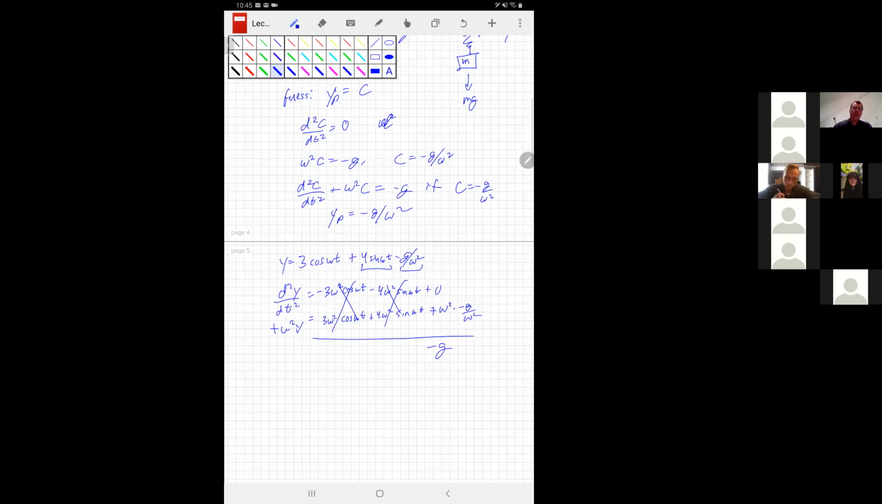But are we done? Is that all there is to solving a differential equation? Because somebody else comes along and says, all right, 3 cosine omega t plus 4 sine omega t minus g over omega squared, yeah, that solves it. But so does 42 cosine of omega t minus 14,605 sine of omega t minus g over omega squared. And I'm not going to write out all of that, mostly because I don't want to write down 14,605 times. But we can plug that in and that also solves it.